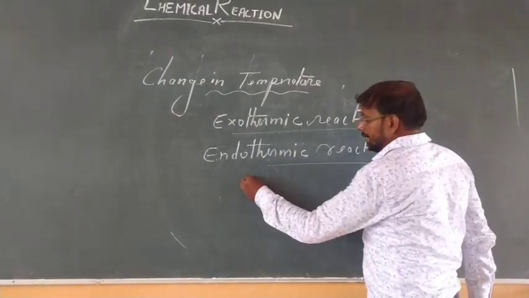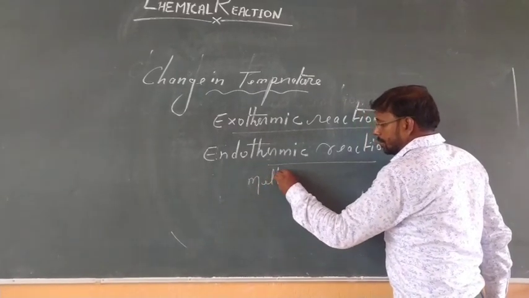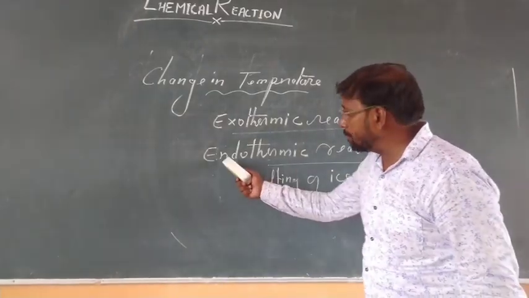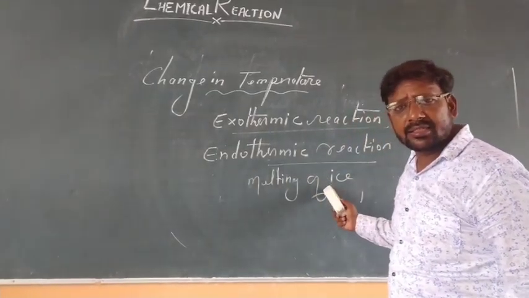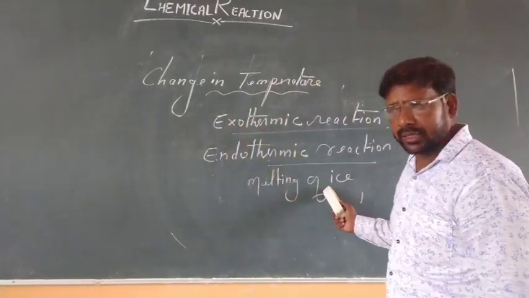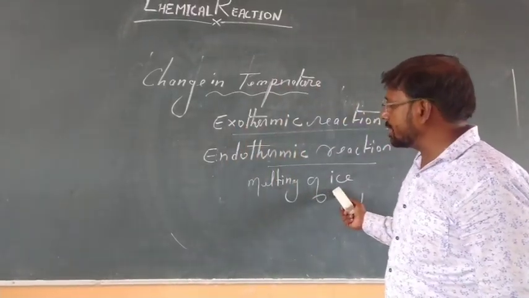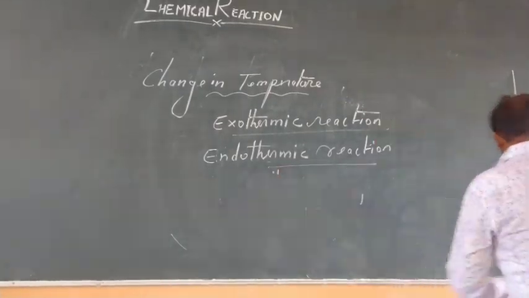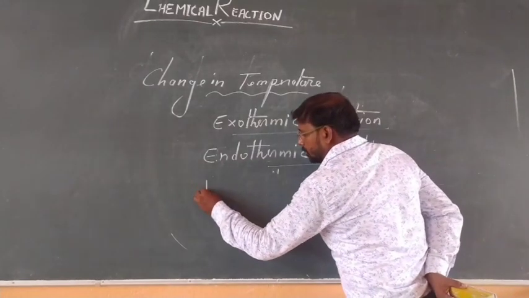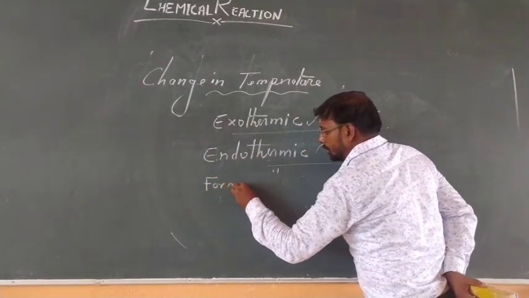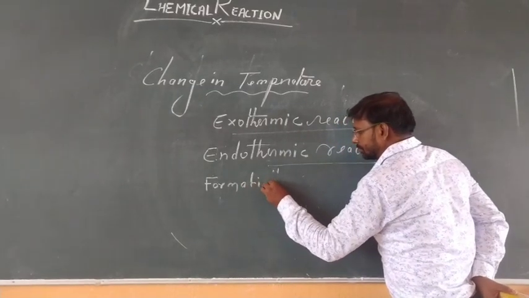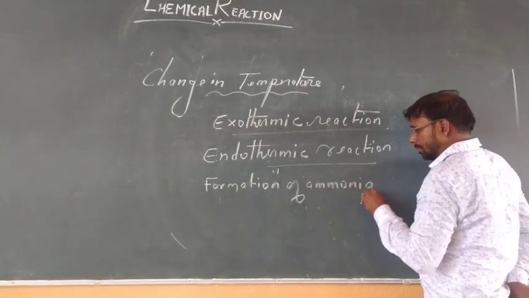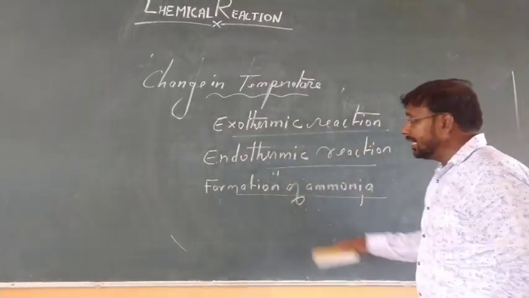Example, melting of ice. When will it happen? After absorbing heat. Ice absorbs heat from the surroundings and starts melting. So this is also an example of endothermic reaction. But the most important reaction I am going to give is formation of ammonia, which is also an example of endothermic reaction.